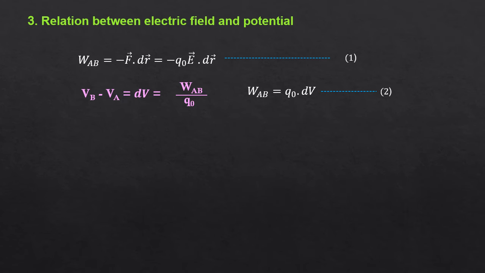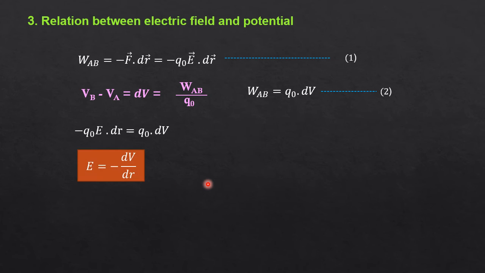Now just compare the equations 1 and 2. Here you can see that both have LHS WAB. So RHS must be equal. So by applying this, you can write minus Q naught E dot dr is equal to Q naught dV. So both sides Q naught is common, so you can cancel both of them and then rearrange the terms. You will get E is equal to minus dV by dr.